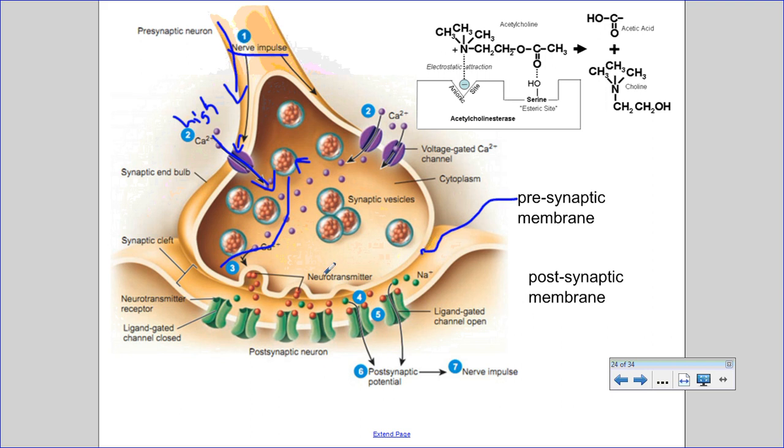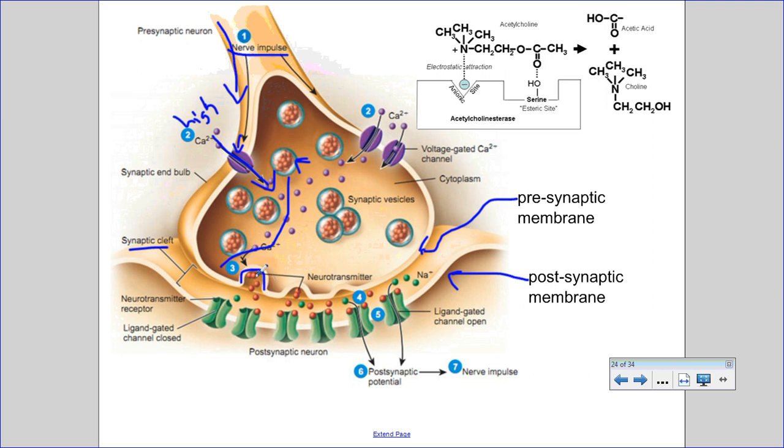So if this gap here is our synaptic cleft or our synapse, then the membrane before the synaptic cleft is going to be our presynaptic membrane, and then the membrane located on the other side of the synaptic cleft is going to be our postsynaptic membrane. So now we've had calcium move into the cell. It'll cause these vesicles to move to the presynaptic membrane and fuse with it in that process of exocytosis.